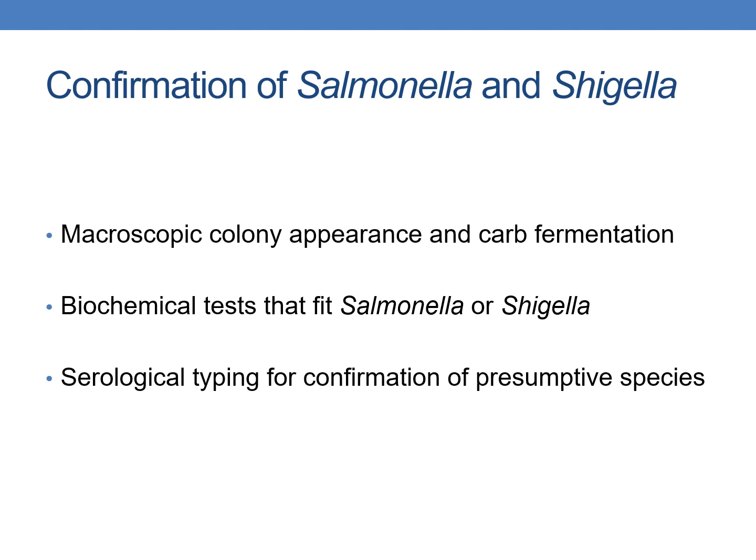Okay, we can set up a conventional ID including tube schemes, API, Vitek, MicroScan. Those are all great ways of metabolically testing for Salmonella or Shigella. Finally, the last thing that we have to do to confirm the isolation of Salmonella and Shigella is to serotype the isolate. Okay, we are looking for the serotype of the flagellar and somatic antigens.